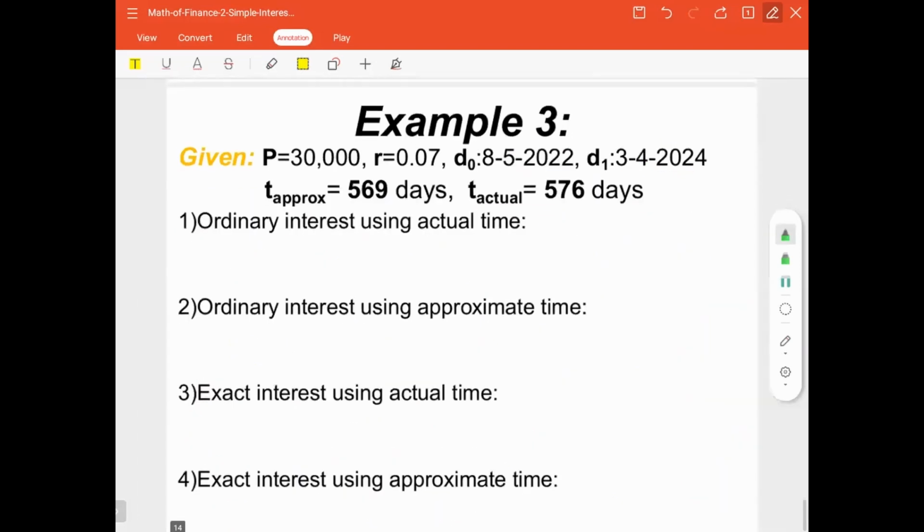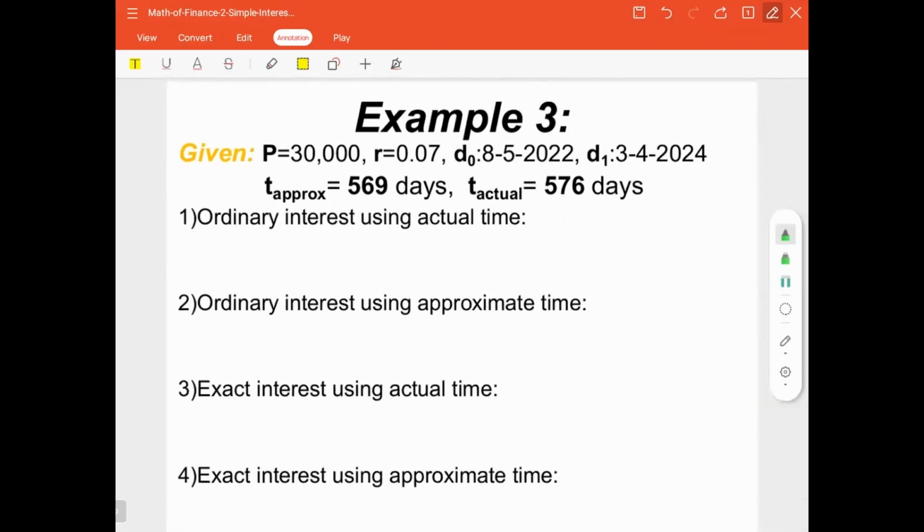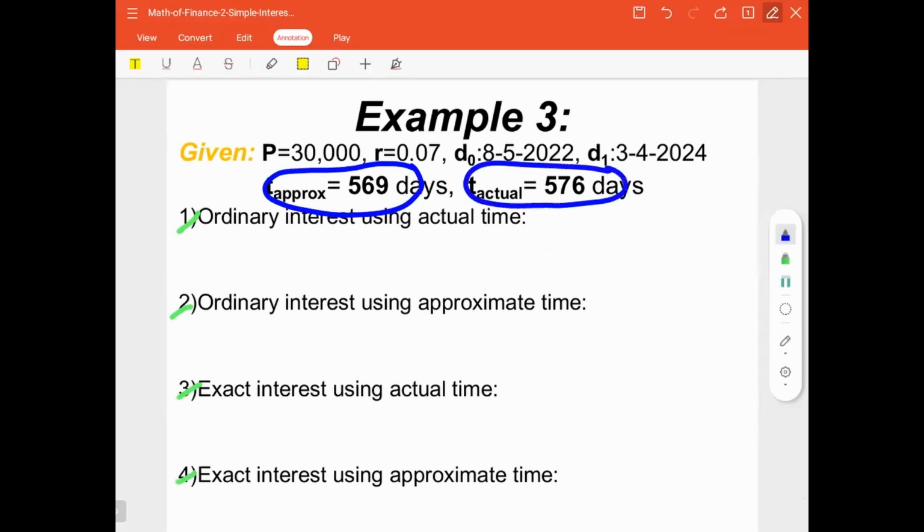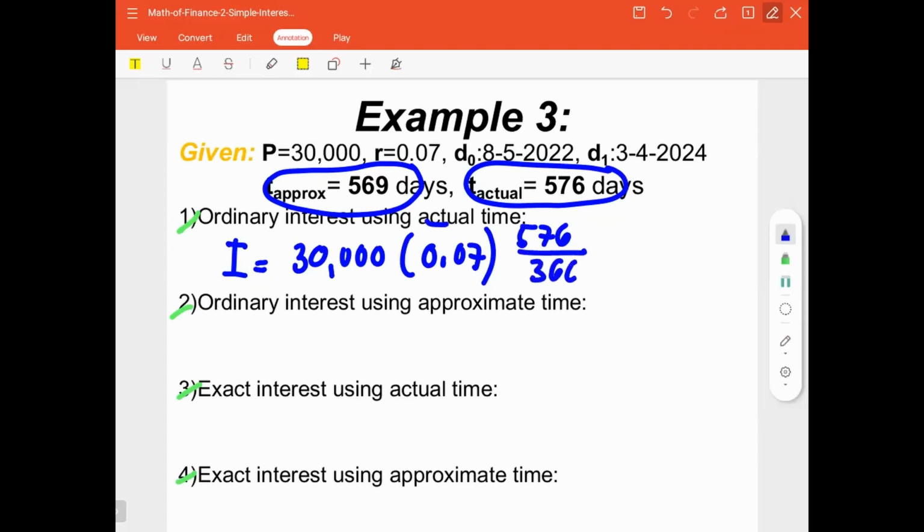So, in determining these 4 types of interest here, we'll adopt these values: the approximate time, 569 days, and the actual time, 576 days. So this will be what? I is equal to the principal, which is 30,000, times the rate of interest, which is 0.07, times the actual time, which is 576. Take note, this is ordinary interest, so 360 is the denominator.